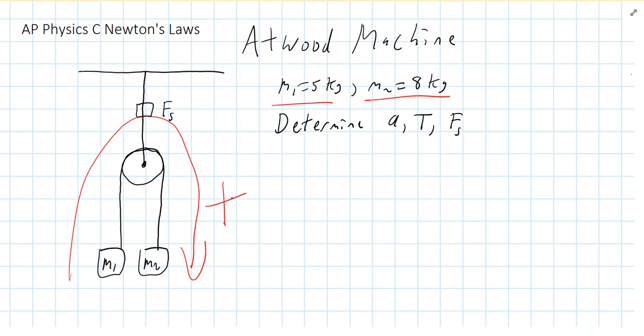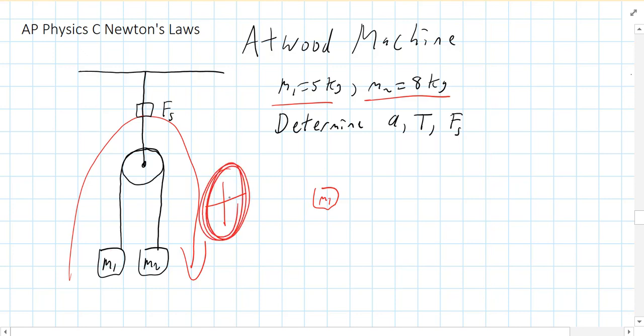Now, for the system, we've got 3 things moving, so we're going to draw 3 FBDs. I'll do that here. Let's start with M1. When you draw your FBD, make sure you put which direction's positive. First, for this little guy, up is positive. What forces act on him? Well, you've got gravity, which is M1G. I'll just go ahead and write that in. FG is M1G. And you have the tension.